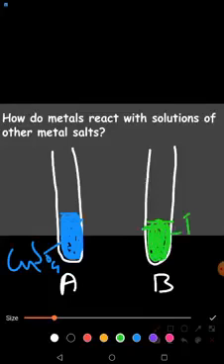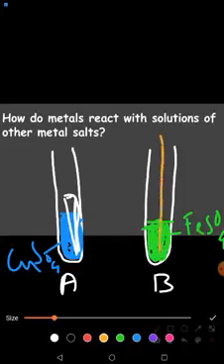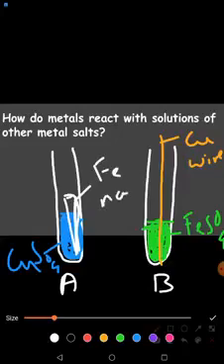And here we are taking ferrous sulfate. Okay, in test tube A we have to put an iron nail. In test tube B, that is ferrous sulfate solution, you have to dip a copper wire. So this is your copper wire. Here you have an iron nail. You have to leave it undisturbed for some time.